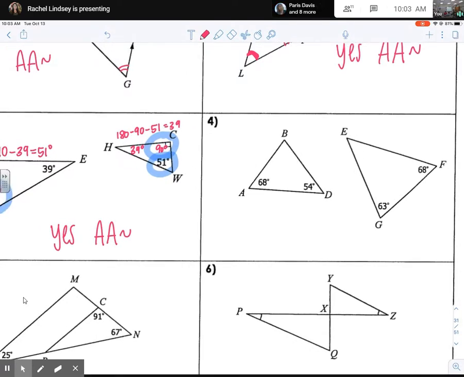Okay, on number 4, we have 1 set of congruent angles. We have that 68. And in order for them to be similar, we have to have a second angle that's similar. So that means that the B has to be what? 63, or E has to be 54. So I'm just going to look at this left triangle. I'm going to do 180 minus 68 minus 54.